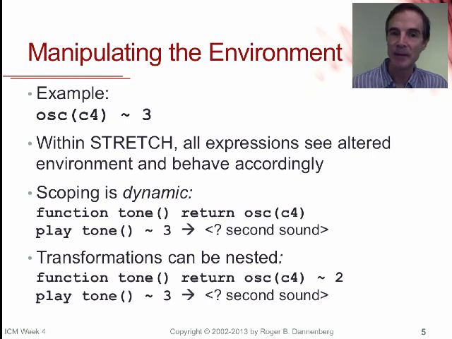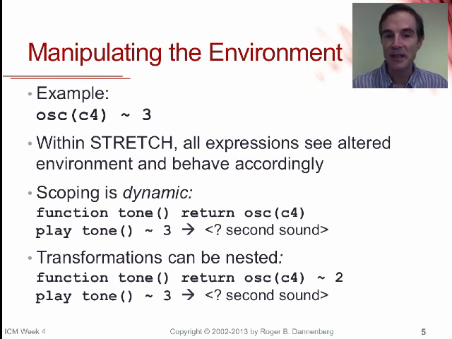Scoping is dynamic, which means the scoping of the environment is dynamic. So if I define a function called tone that returns OSC of C4, and rather than stretching OSC directly, I apply the tilde operator to tone, this environment created by the tilde operator to stretch by 3 is inherited by anything that is called directly by tone and indirectly by tone. So the OSC inside of tone gets the stretch.